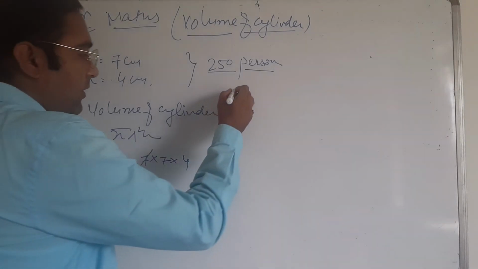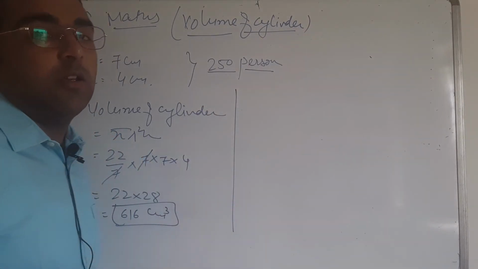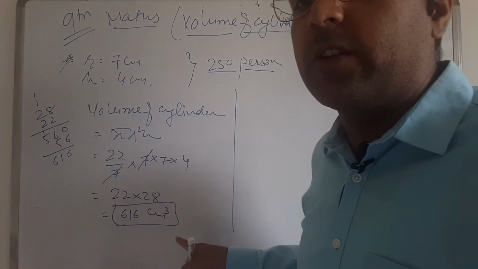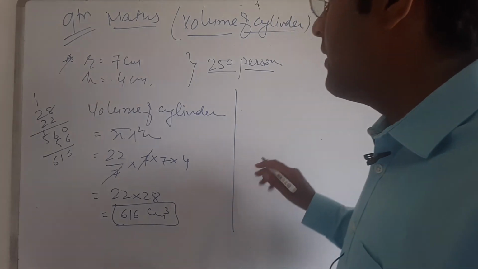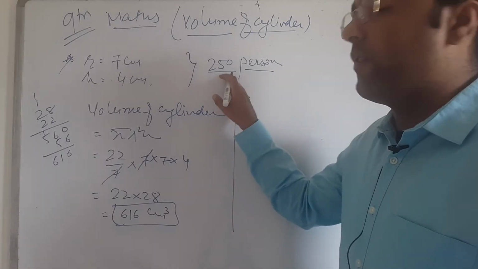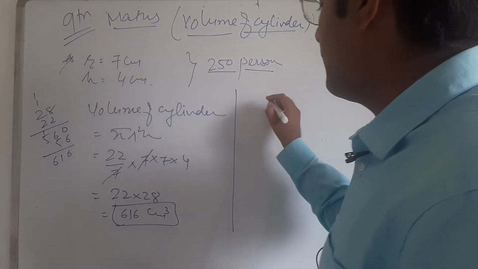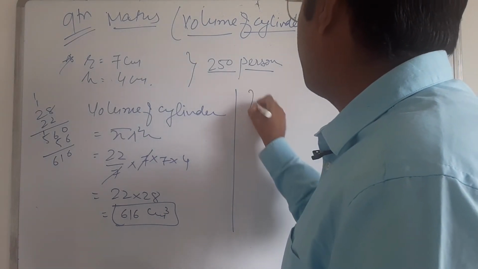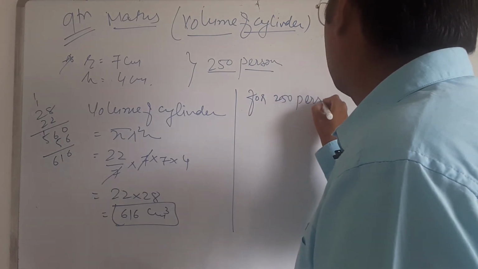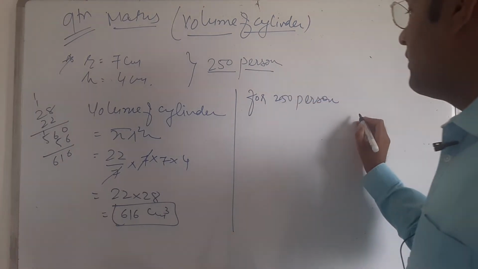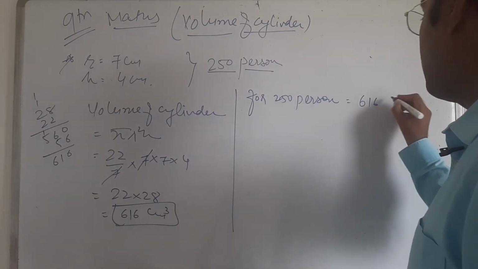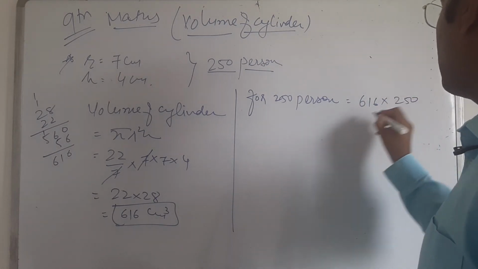Now we have to convert for the 250 persons. This volume is for only one person, because one cylindrical bowl is for one person. Now we have to find for the 250 persons. Therefore we have to multiply this volume by 250.